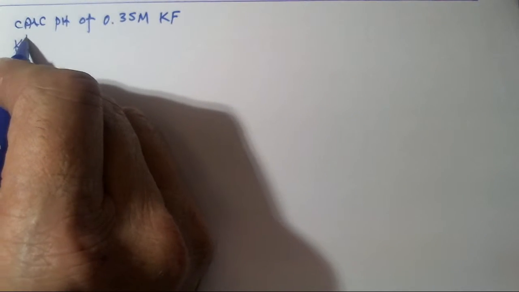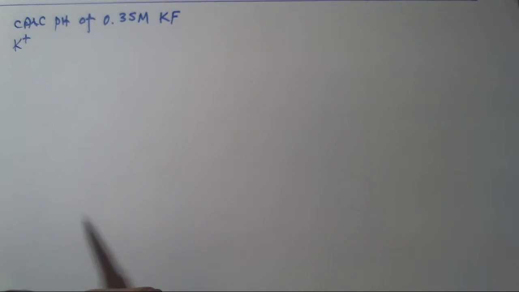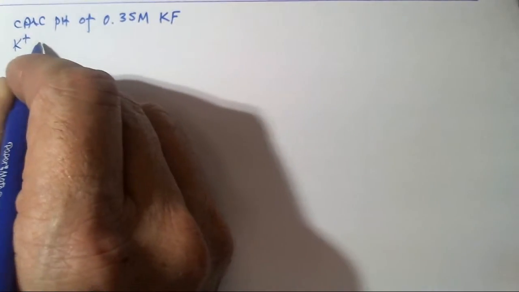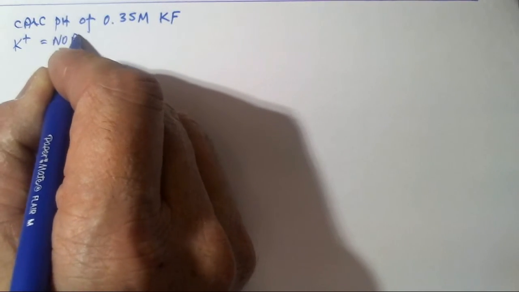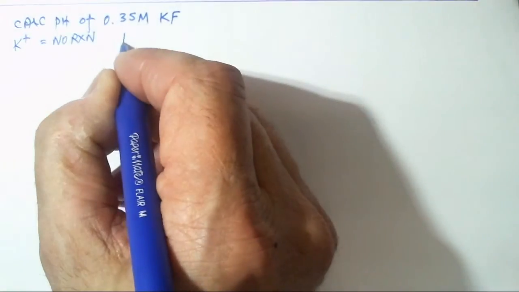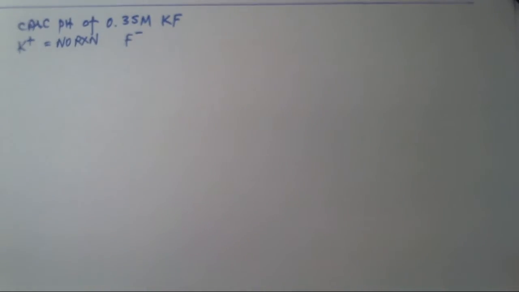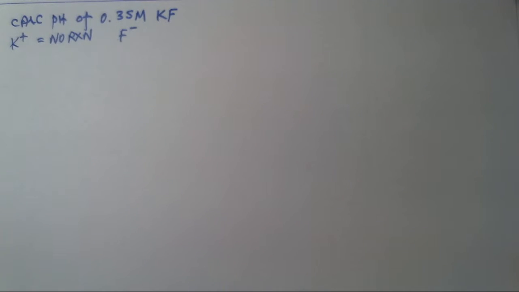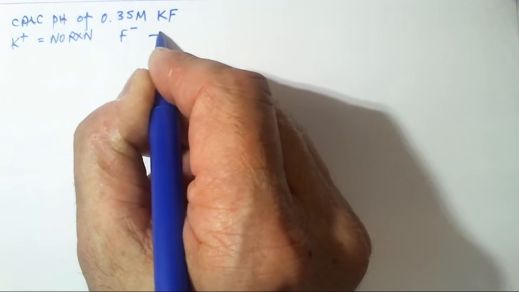We have a potassium ion, and the potassium ion has no reaction in water. In other words, there's no reaction that produces acid or base. And then we have the F- ion, the fluoride ion. As you know, KF is ionic and is therefore completely dissociated. So we've got fluoride ions running around in this solution. Would they have any effect? Would that produce an acidic or basic reaction? And the answer is it would be basic.